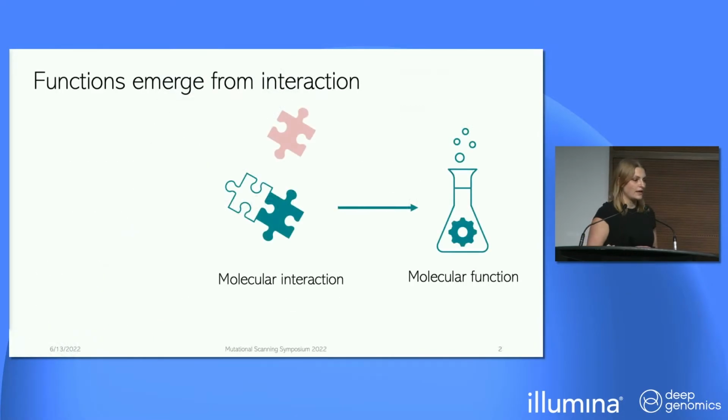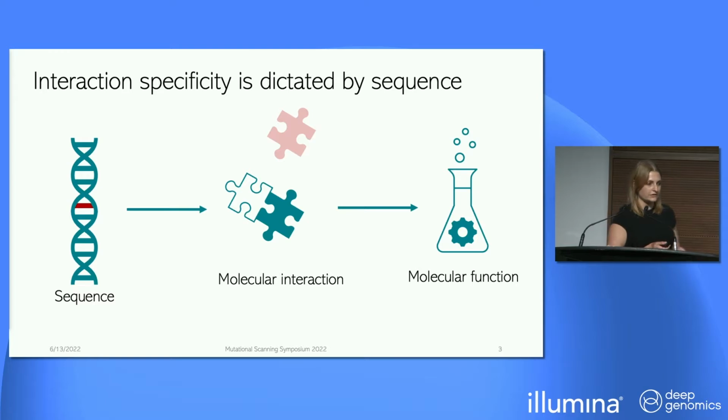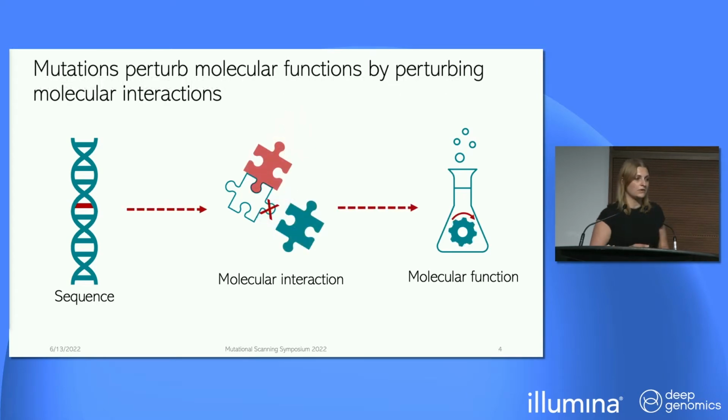So every molecular function emerges from molecular interaction, because every protein or every molecule that doesn't interact with another one is functionally inert. Even an enzyme that you imagine being there all alone in a reaction tube and not provided with, for example, a substrate or a cofactor that it interacts with cannot have a function. And the specificity of these molecular interactions is encoded in DNA sequence, which means that if we want to go from sequence to molecular function, we need to go via these molecular interactions and their specificities. And in order to understand how molecular functions are perturbed by mutations, we need to understand how mutations perturb molecular interactions and their specificities.